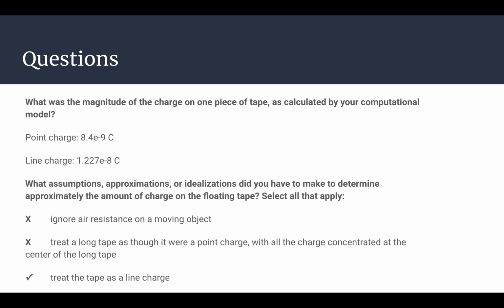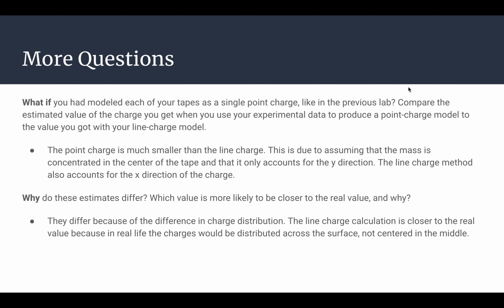Finally, some questions, basically comparing the different charges that I got for the point charge and the line charge. The point charge is going to be smaller than that of the line charge. What assumptions did I make? We did not ignore air resistance on a moving object because it's not moving. And we did not treat the long tape as if it was a point charge. We actually treated it as if it was a line charge.